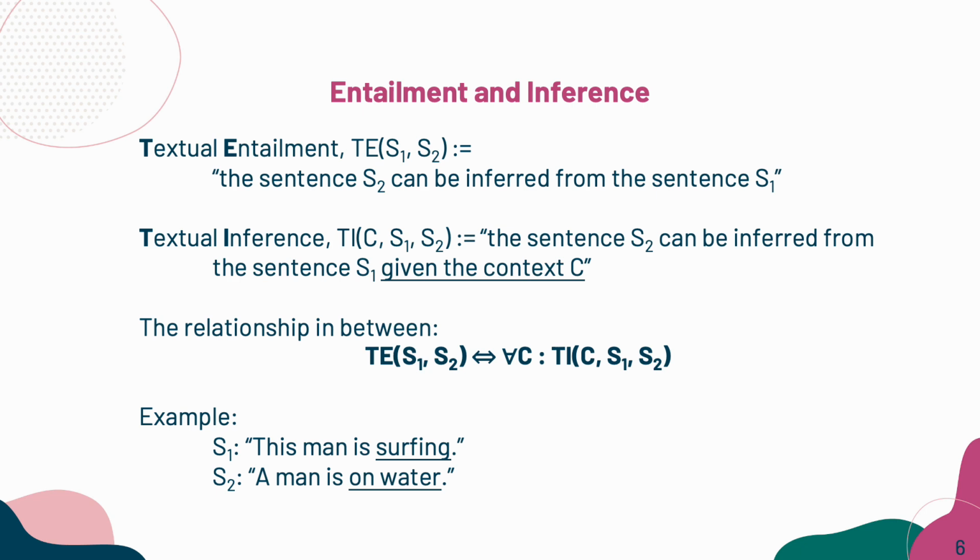Thus, we can put them together and come up with a relationship in between: if sentence 2 can be inferred from sentence 1 given all the context, then sentence 2 can be inferred from sentence 1, thus achieving the entailment relation. Considering the same example as we mentioned at the beginning, TI would return true if considering that suffering is more likely to mean an aquatic activity. However, TE would return false due to the missing specification of the word suffering.